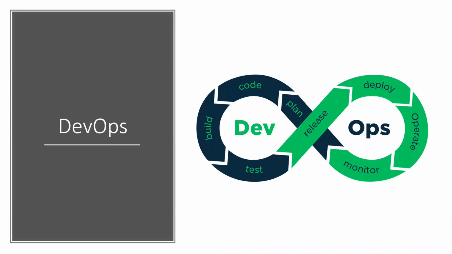DevOps is made up of two terms. Dev means development plus Ops means operation. When we consider the development of an application, it includes planning, coding, building and testing of the application. Once the application is tested successfully, the operation team's work starts, which includes releasing of the application, deployment, operations, and monitoring. And there are different tools available.